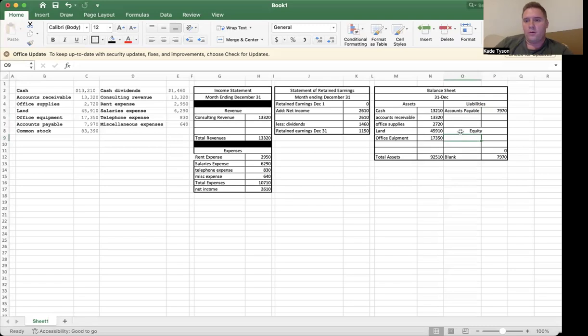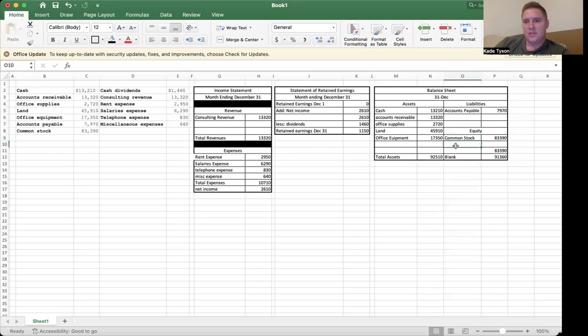Then we're going to go down to equity. Equity, again, kind of reminds me of the statement of retained earnings. We already talked about dividends, so we don't need to talk about it again. But the one that we haven't talked about on there is our common stock. Our common stock is what's owned by our shareholders. And our common stock right now is at 83,390.